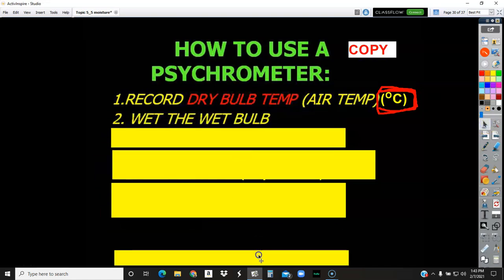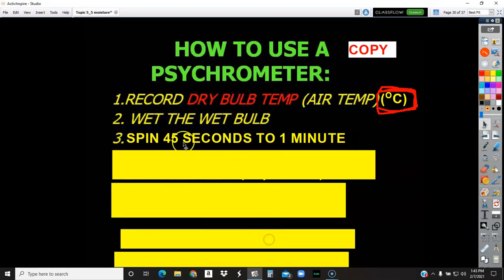Then, as I said a minute ago, you're going to pour water on the wet bulb. That's the one with the cotton on it. Soak it in water, and then you spin it for about 45 seconds to a minute. You don't have to go very long. Just count to 60. Keep spinning it at a nice, steady spin. Not too slow, not too fast, just right. You're judging to see if the water is going to evaporate or not.